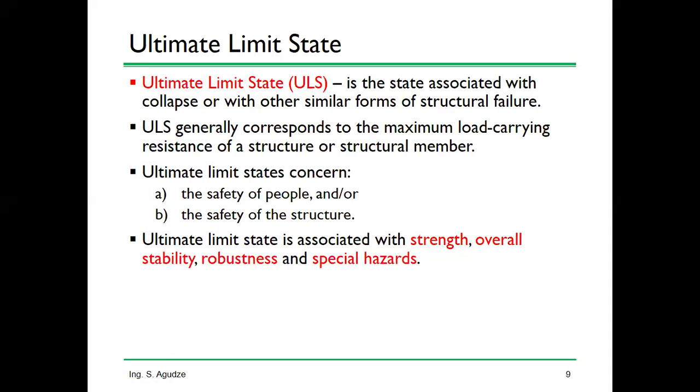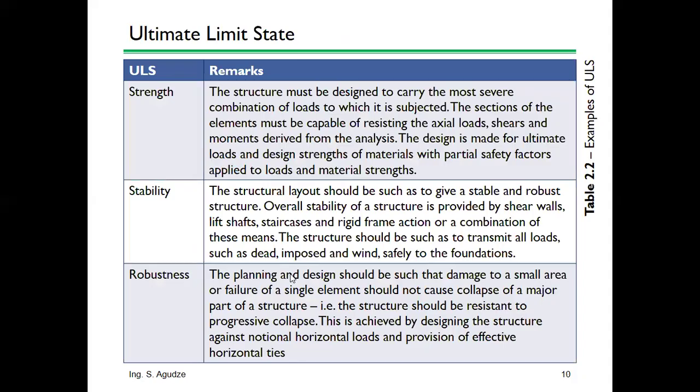And what do we look for? Strength. Strength means bending, shear, and the rest. Stability also is included, and robustness. I told you robustness means if one small aspect of the building collapses, it shouldn't lead to the collapse of the entire structure. And that will be disproportionate collapse, which is not acceptable. So I've kind of provided some explanation to the various ULS.